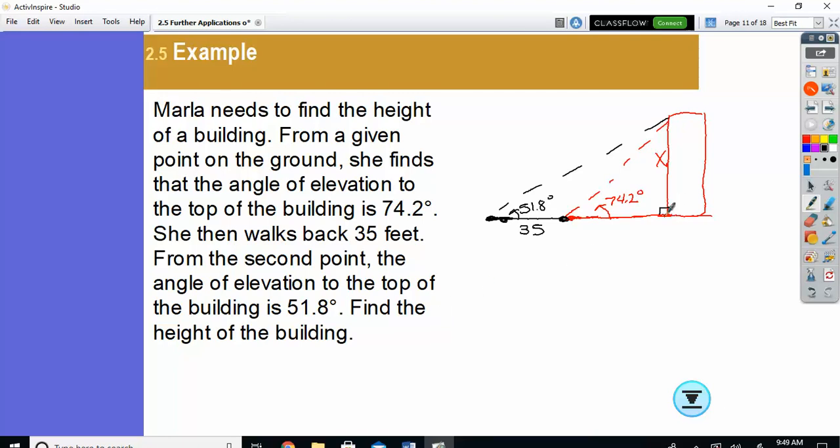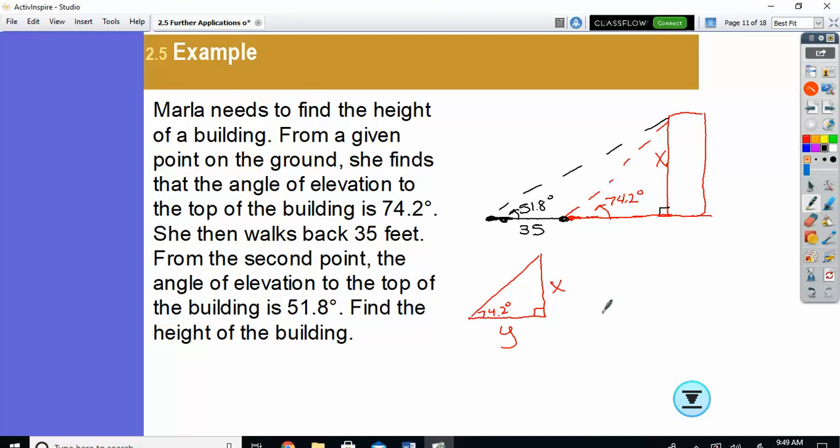This would be a right angle. How many right triangles are in this picture? Two. If we look at that red one, you don't have to necessarily redraw them, but it helps me sometimes just to see the pieces I have. That's 74.2. This is x. I don't know this side. Let's call it y for a minute.